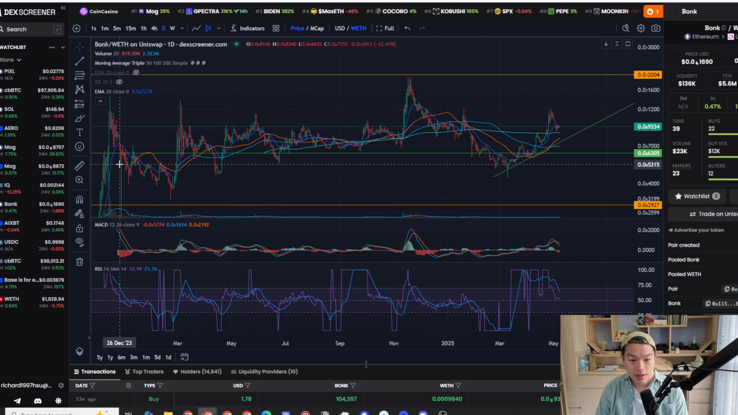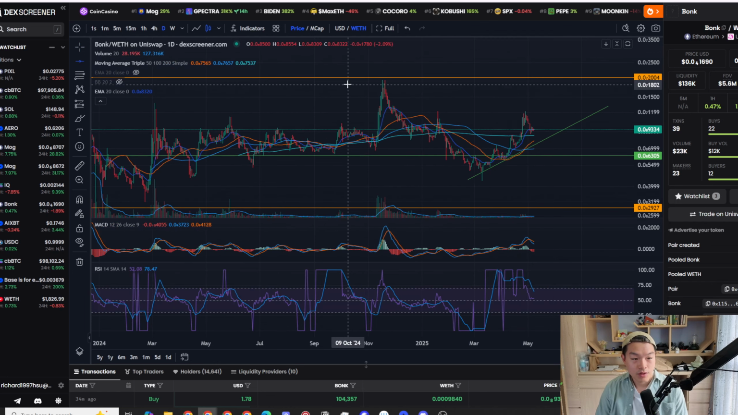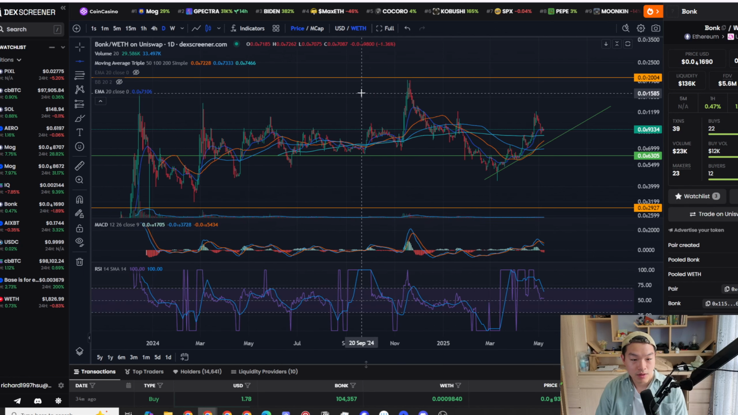I entered at a zone of support here. And if we just draw a horizontal line, you can see that during the past year or so, like 80-90% of the time, Bonk is trading above Ethereum. So that's one way to also look at it. If you draw a horizontal line across the chart, how often is that token trading above your entry?